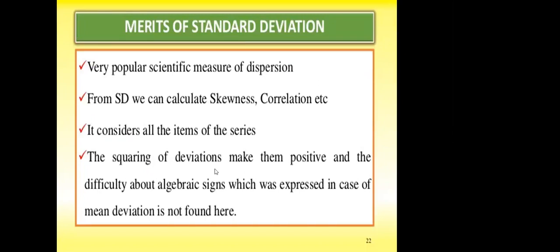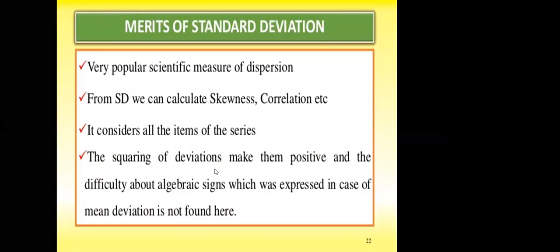These methods we will solve with examples on the blackboard. After this, first of all, we discuss the merits of the standard deviation. As we know, it is the most popular scientific measure of dispersion. From the standard deviation, we can calculate the skewness, correlation, etc. Basically, these values are helpful in dispersion.